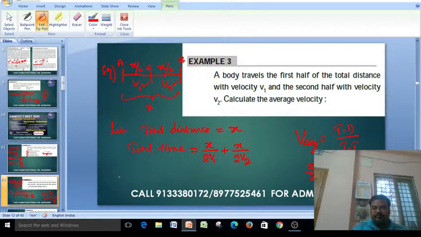So now let us calculate the average velocity. V average is equal to total distance x divided by total time taken. Here you have to take x by 2 in common. This is 1 divided by v1 plus 1 divided by v2. The x gets cancelled. Then let us calculate this one.